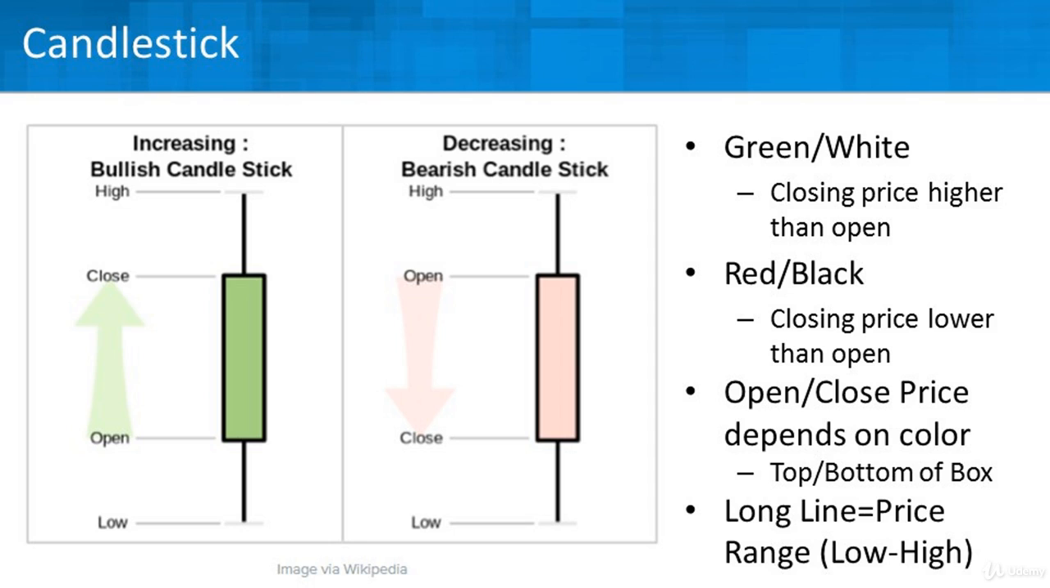Now, the long lines at the top and the bottom are the range of pricing that's happening in that time period. The top of the range is the high, and the bottom of the range is the low. So if we were to look at, let's say, the green one again, by the way, bullish means just bulls and bears.